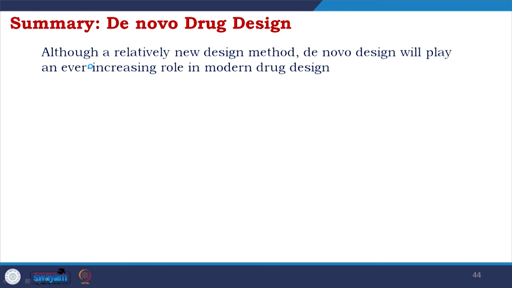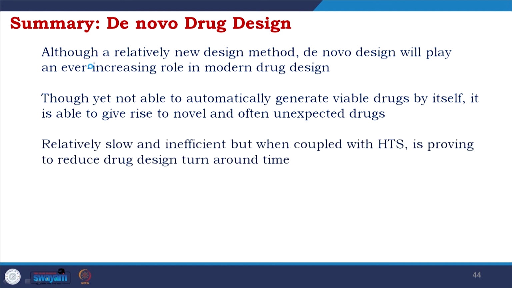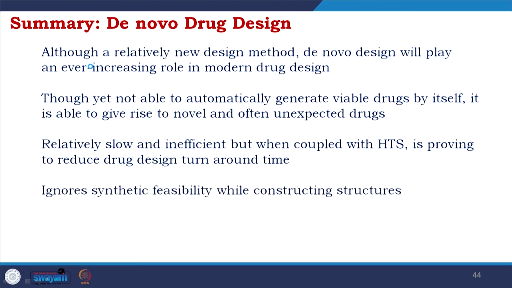This can greatly reduce the sample space, as hydrogen bond and other anisotropic interactions can define specific orientations. Although a relatively new design method, de novo design will play an ever increasing role in modern drug designing. Though not yet able to automatically generate a viable drug by itself, it is able to give rise to novel and often unexpected drugs. So it is always good to go for this method if you want some magic. Relatively slow and inefficient, but when coupled with high throughput screening it is proving to reduce drug designing turnaround time.